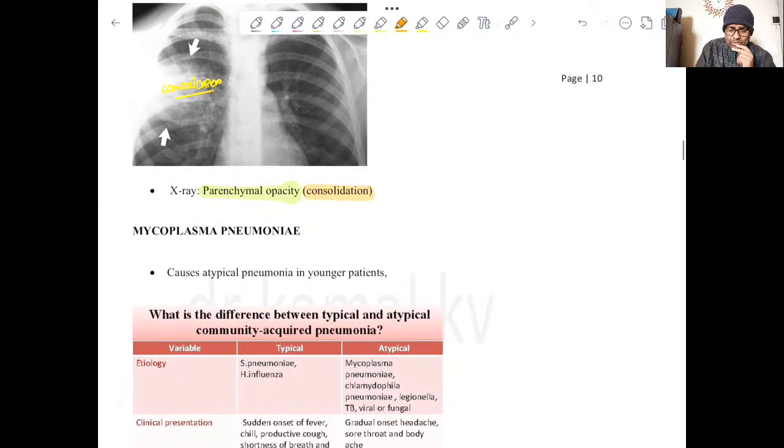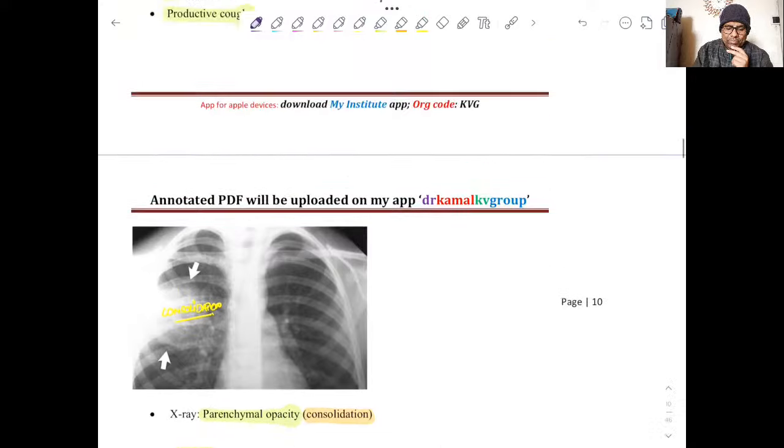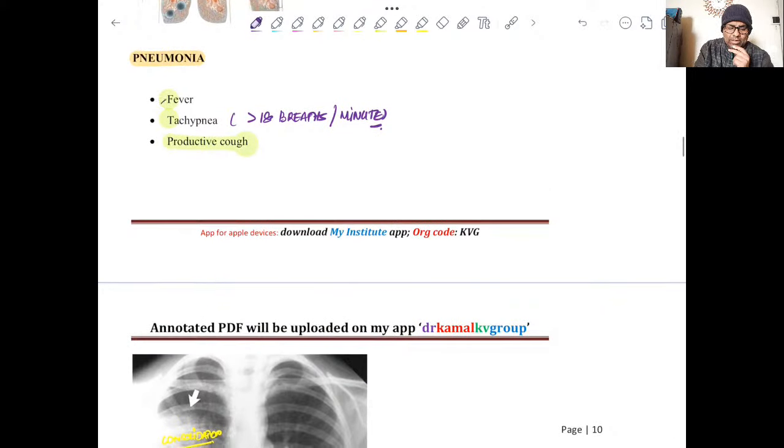Then moving forward, I'll take only one important type of organism which will cause pneumonia, and that is Mycoplasma pneumoniae. And why I am interested in discussing this, because it will cause atypical pneumonia. Now I think most of you must be knowing what the words typical and atypical are. Typical means usual presentation, and atypical means unusual presentation, away from the usual presentation. Like these are all for typical pneumonia: high grade fever, fast breathing, productive cough.